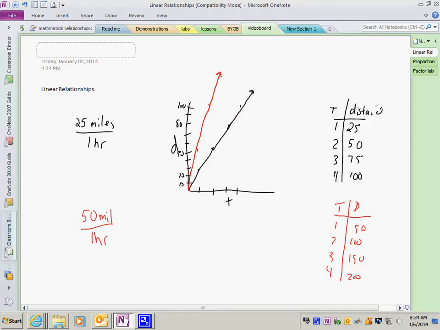I can go beyond the lines or in between the lines to say, well, if I was traveling for 2.5 hours, how long would I have gone? I would just go up and over. If my graph was accurate enough, I could easily do this. Or I could say, well, I didn't take measurements beyond 4 hours, but what if I were to be driving or moving for 8 hours? Okay, I could extend the line and then again do up and over.